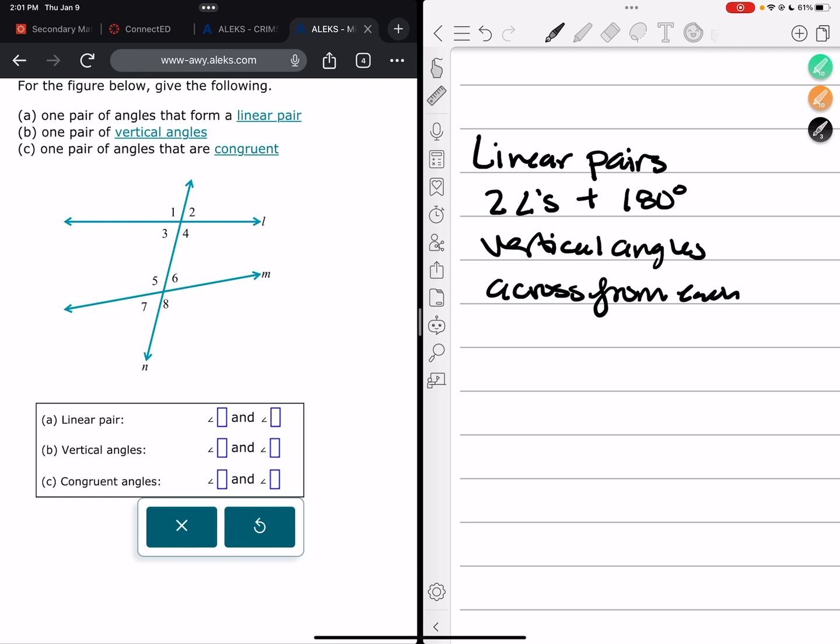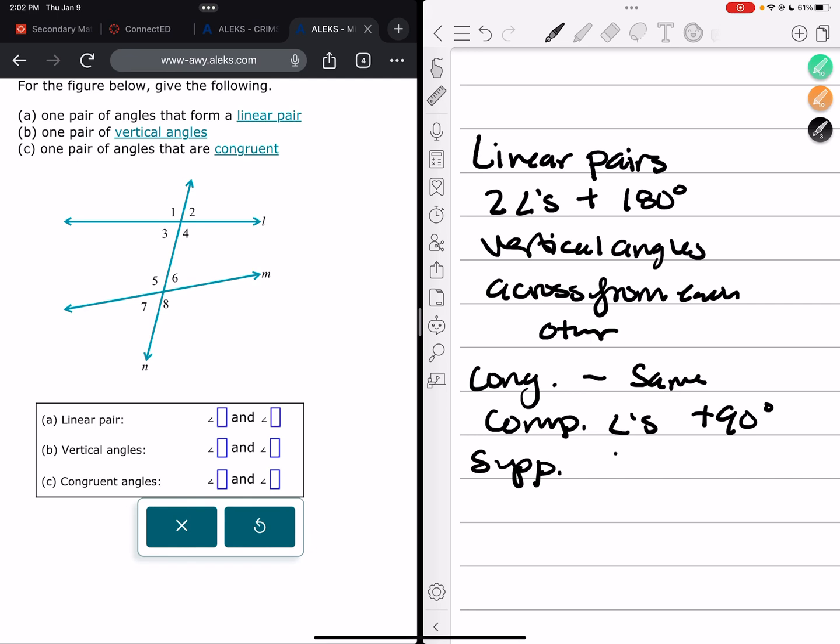And then we want to remember that congruent angles mean that they are the same angles. We want to remember that complementary angles add up to 90 degrees, and supplementary angles add up to 180 degrees. Sorry for my chicken scratch, but hopefully that gives you all of the pieces so you can figure out all of the questions that it's asking.